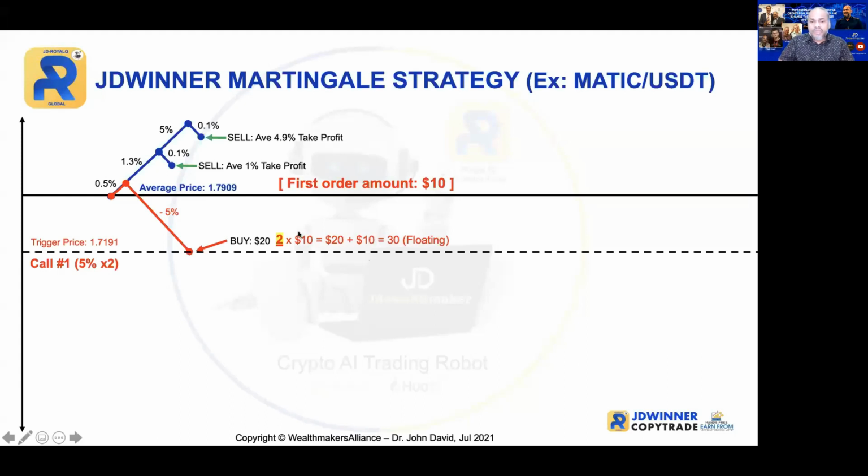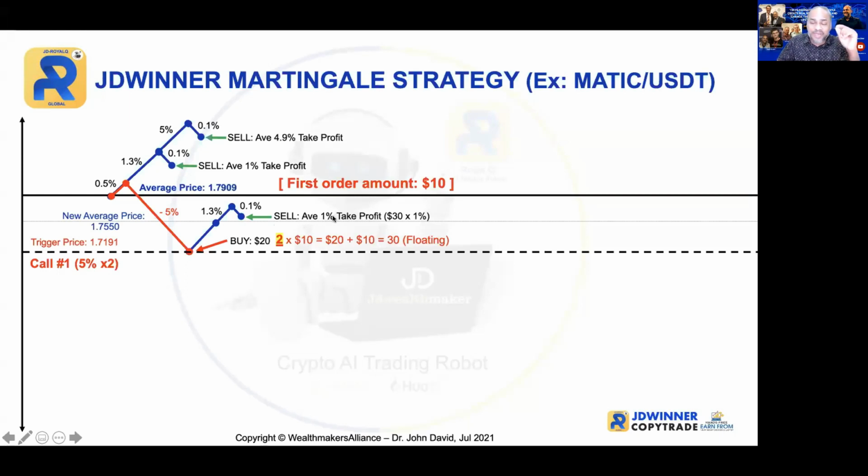So now you have $30 floating there. Now, just imagine, all right? Once you hit here, and then it goes all the way up, all the way up. Now, when it goes all the way up, please understand there will be a new average price. So from that new average price, it goes up 1.3% and call back 0.1. Now it will sell at an average of 1%.